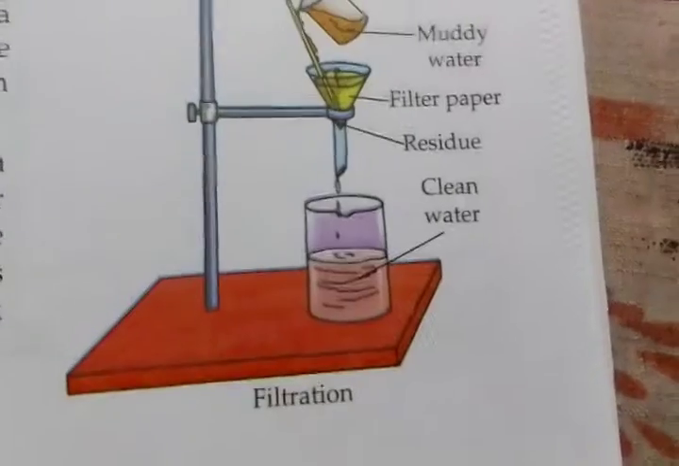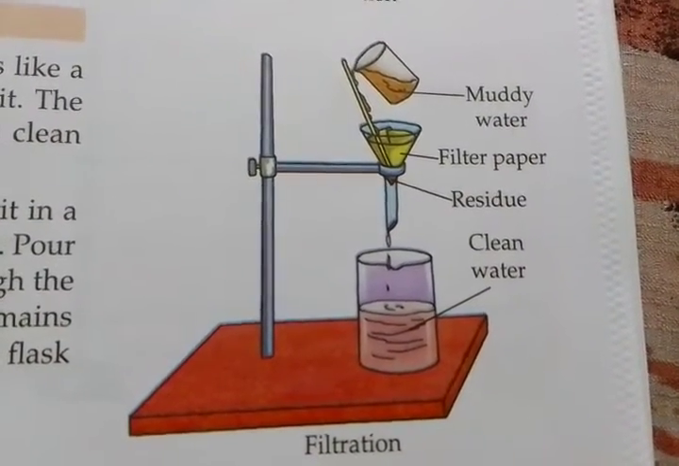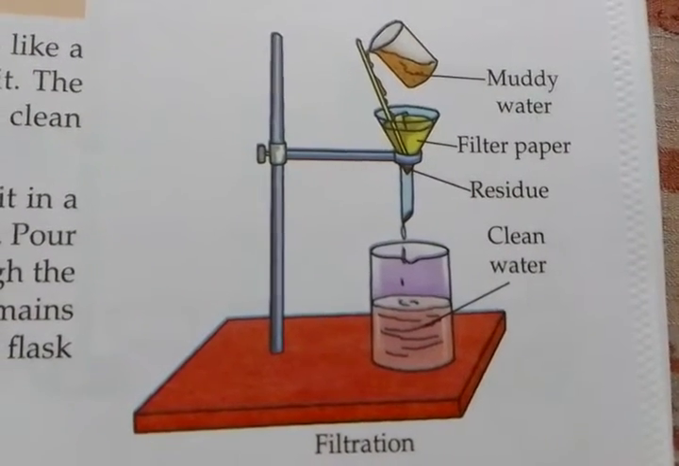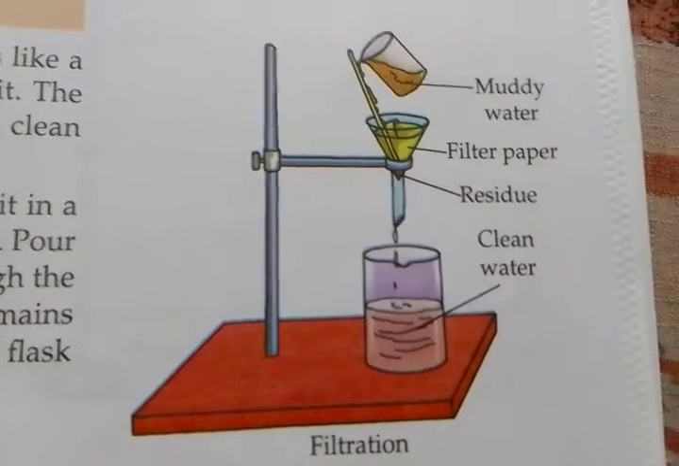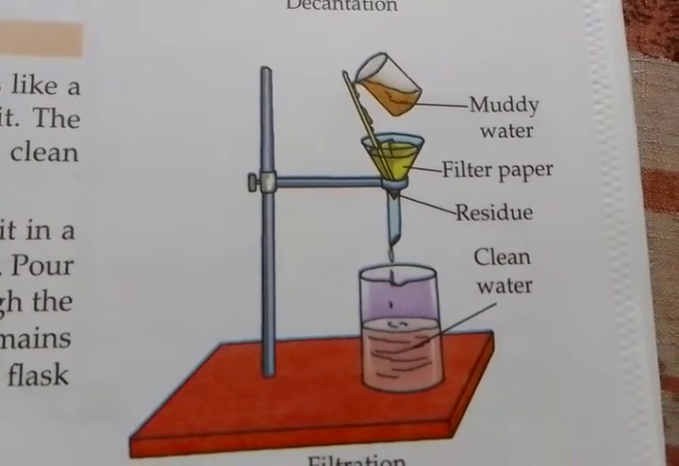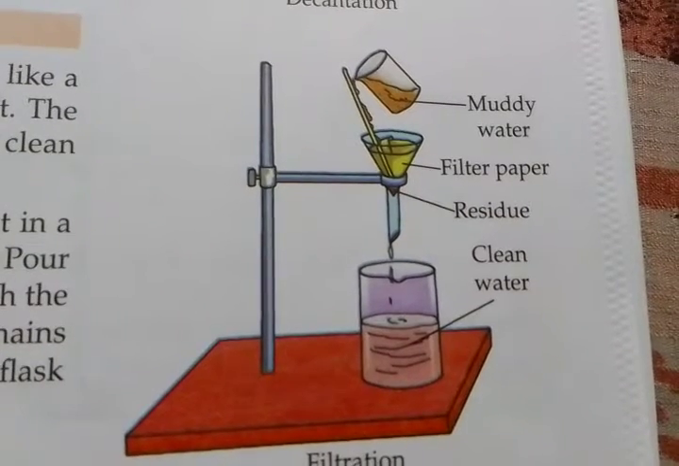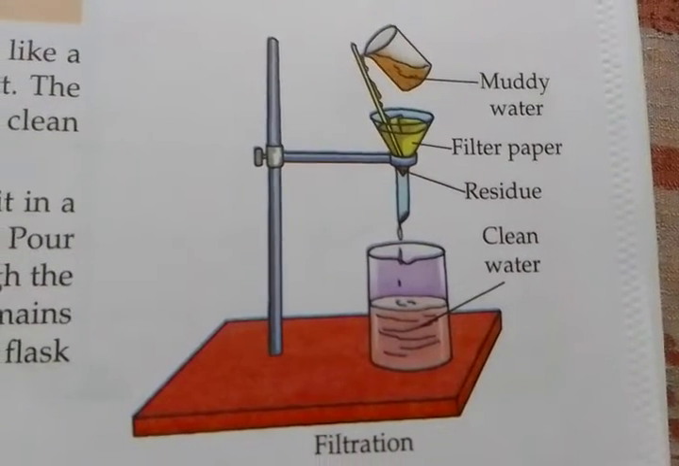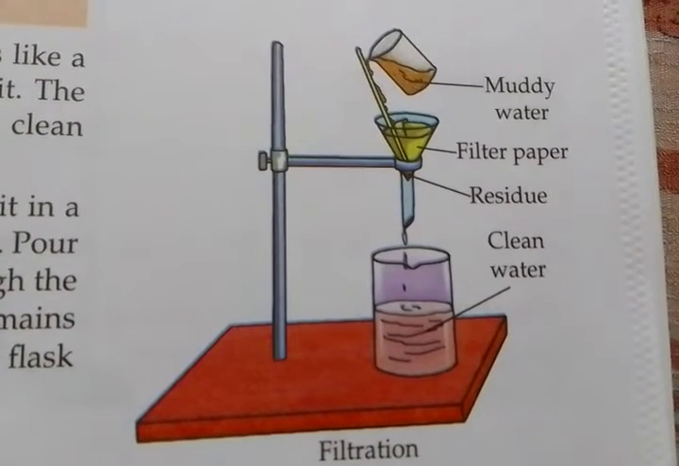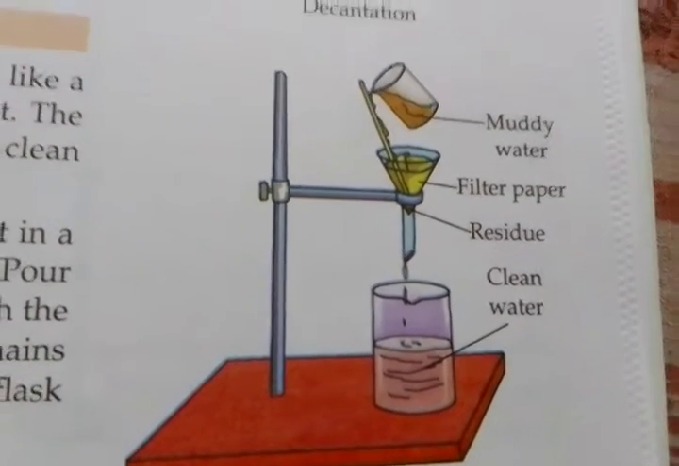Next is filtration. In this process, a filter paper acts like a sieve and water is passed through it. The impurities remain in the sieve and the clean water collects in a flask. You can see here in this picture, the muddy water is poured on the filter paper and the clean water is collected. Okay, this is filtration.